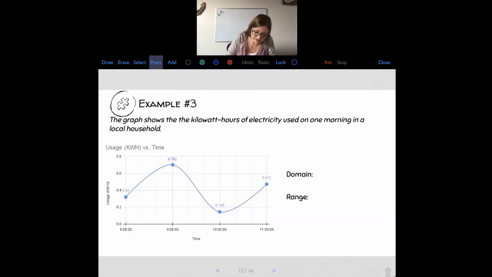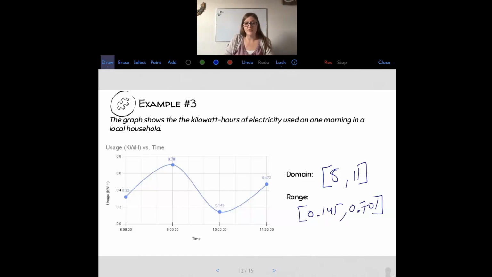Okay, so our domain here, our smallest value on the independent axis or the horizontal axis is 8, and there is a point there, so it gets a bracket. And our largest is 11, and again, there's a point there, so it gets a bracket. Our range is our smallest value in the vertical axis, or the lowest usage, to the highest usage. Okay. So the lowest usage is 0.145 and the highest usage is 0.701. Both of those get a bracket because there are points there.